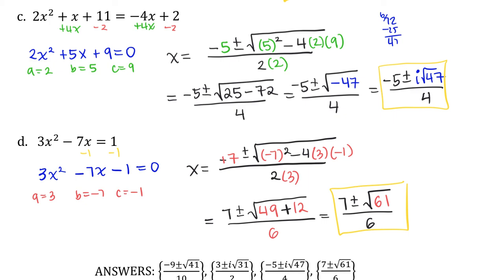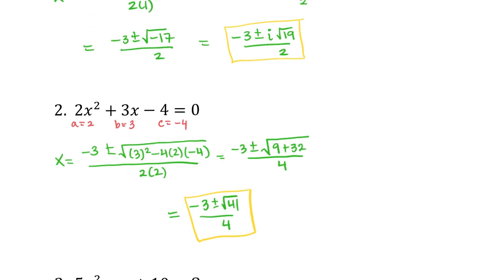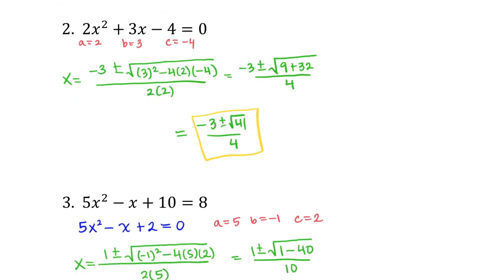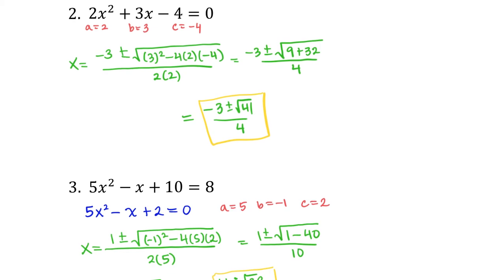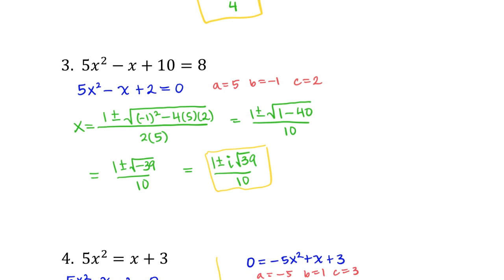Unpause when you're ready to check. Okay, for number 1, I got negative 3 plus or minus the imaginary square root of 19 over the whole thing over 2. For 2, negative 3 plus or minus the square root of 41, the entire quantity over 4. For 3, 1 plus or minus the imaginary square root of 39 over 10.